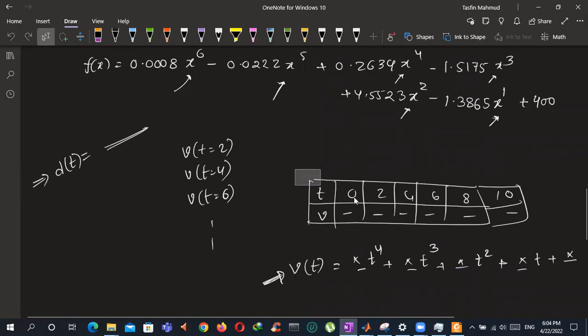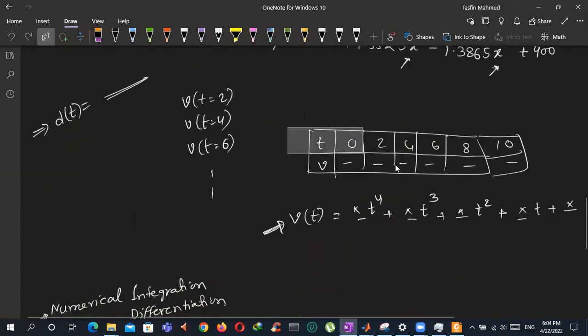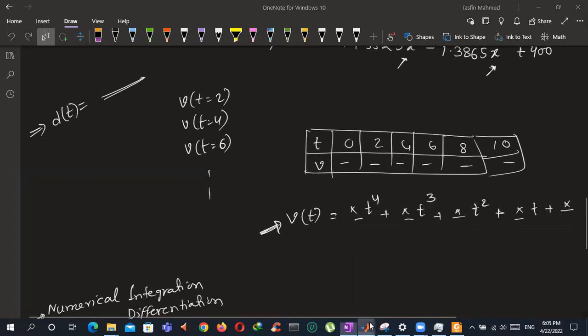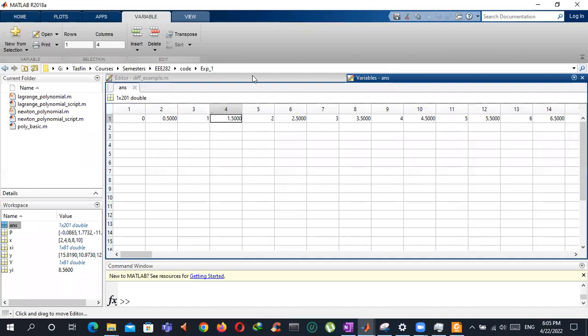So in case of differentiation problem, you can expect similar type of problem, like you will be given a data table. From there you will first have to fit the curve using interpolation. So if you fit the curve, you will get the polynomial, right? If you fit the curve, then in the p variable you will get the coefficients of the polynomial. So just put the polynomials in the code that you want to use.